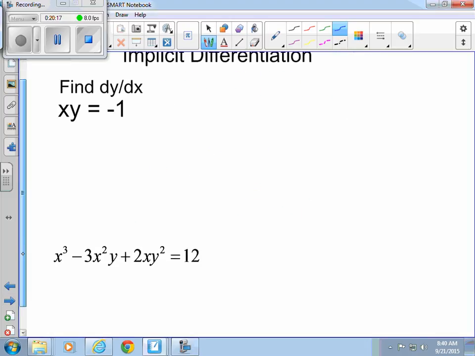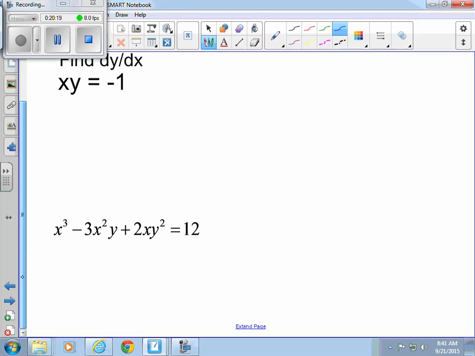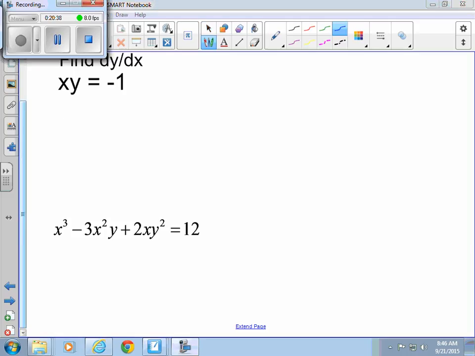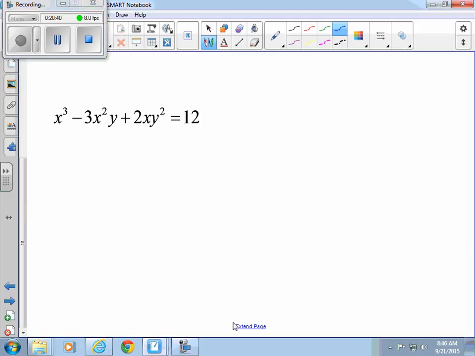I think I'm going to skip the first one. This one trips people up a lot because of the negative in front of the 3x squared y. So see if you can do this. Okay. So the first piece, what's the derivative of x cubed?